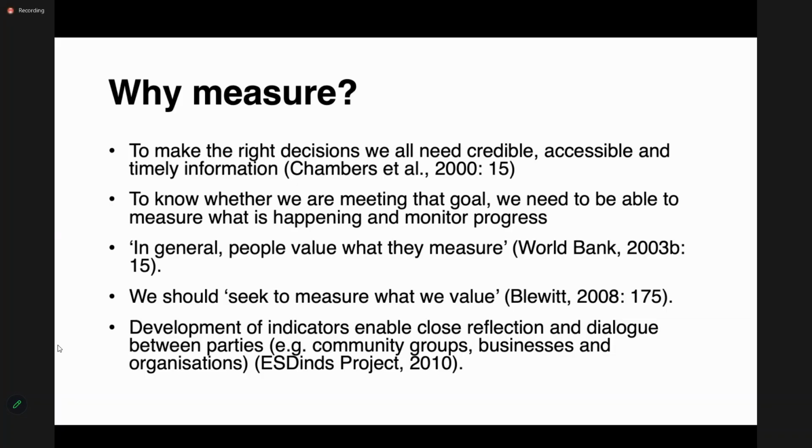So again, measuring things by developing indicators can also lead to, say, partnerships, reflection, dialogue, communication between different parties or stakeholders as well. So it could be different community groups, businesses, organizations, governments. It might require all these different groups to get together, have communication, have dialogue to ensure that you are achieving things.